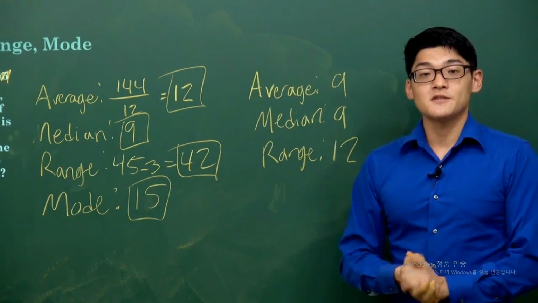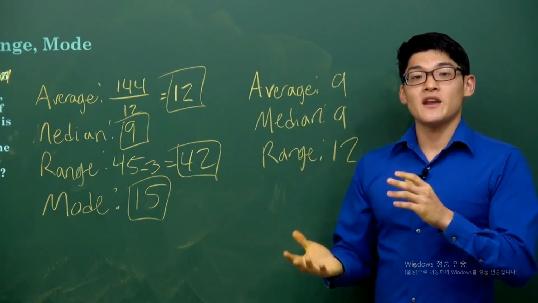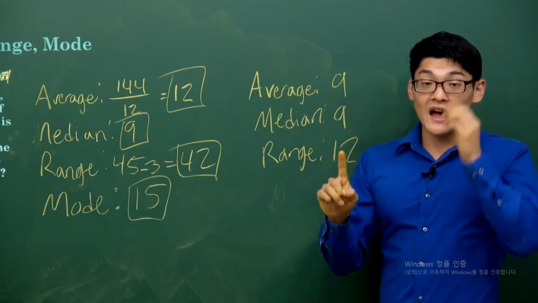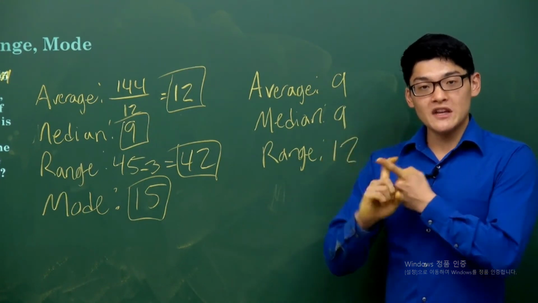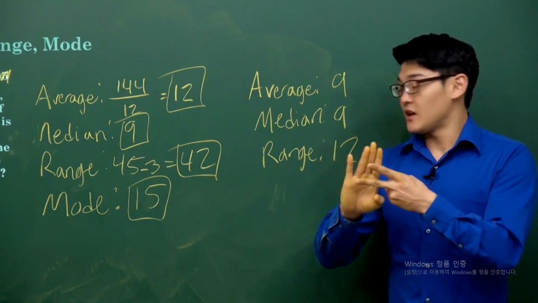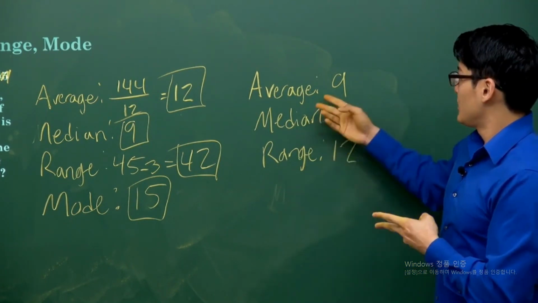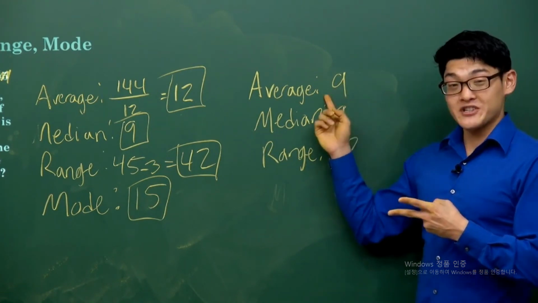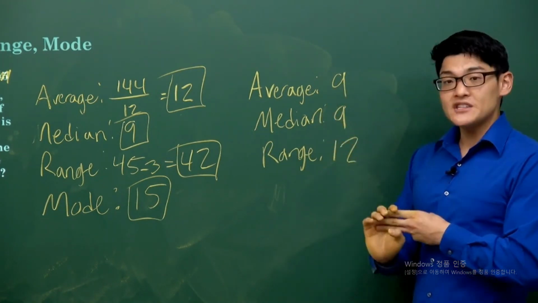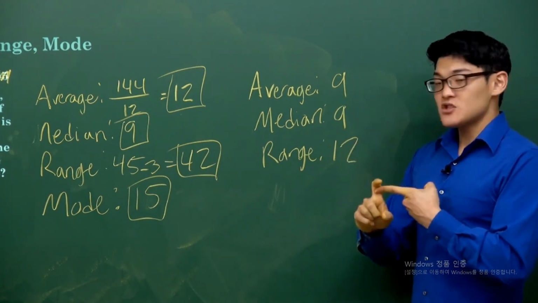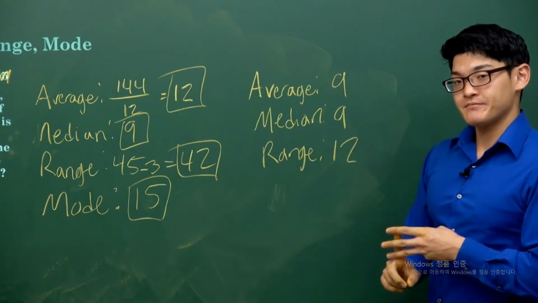So what will change the most? Generally, whenever you get rid of the outlier, what will change the most will be the range. So that is something you should bear in mind. The range will change the most. The second most changed term will be the average, and then the least changed term will be the median out of these 3. So it'll be range, average, median.